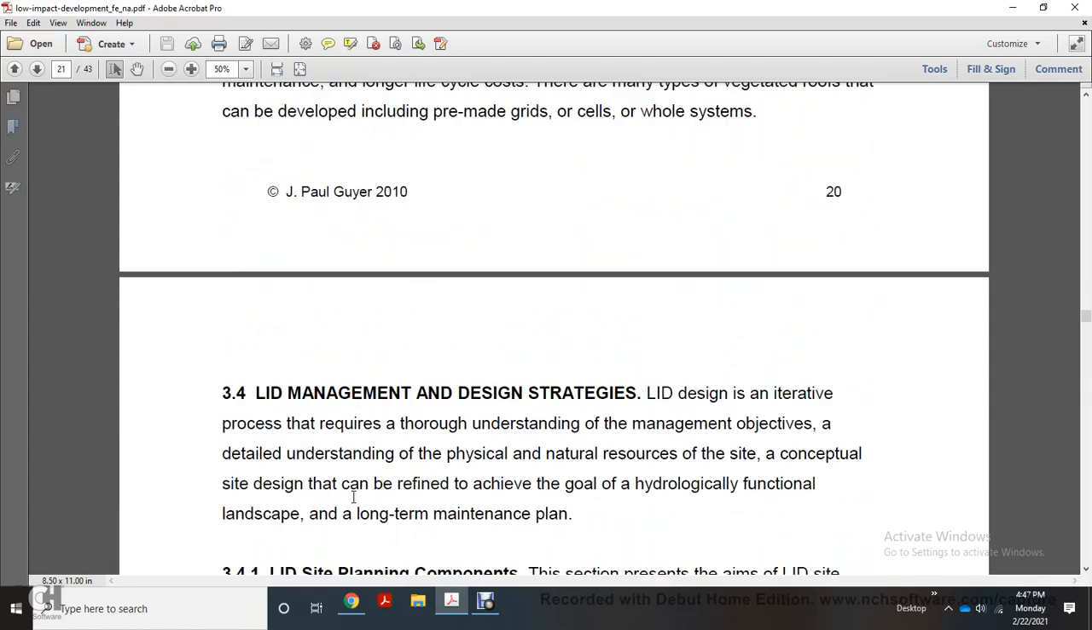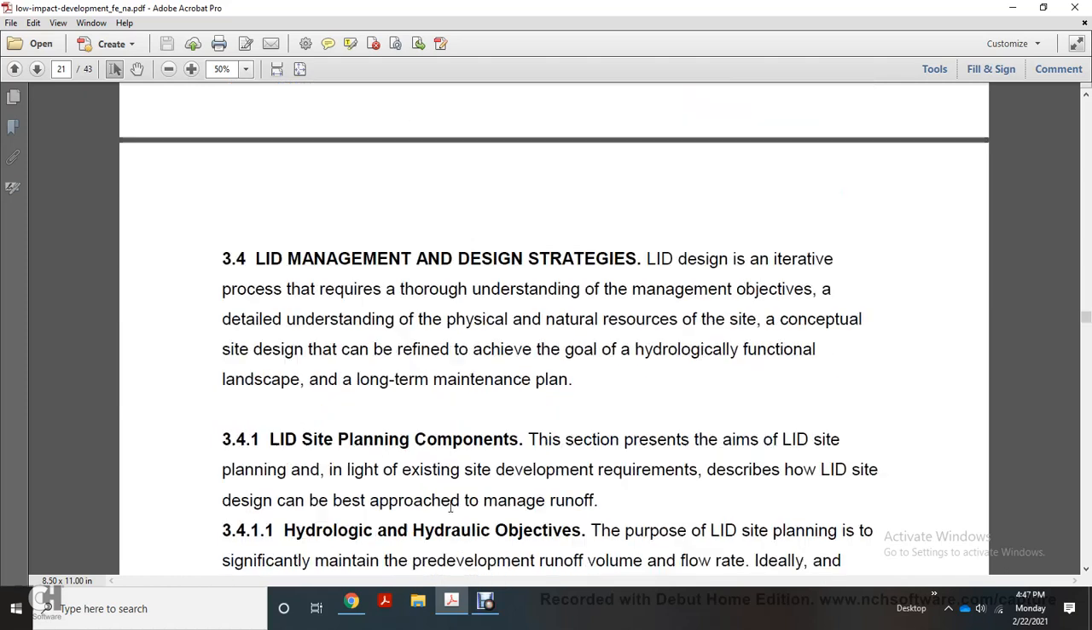Low impact development design is an iterative process requiring a thorough understanding of the management objectives, and a detailed understanding of the physical and natural resources on the site, with a conceptual site design that can be refined to achieve the goal of a hydrologically functional landscape and a long-term maintenance plan.